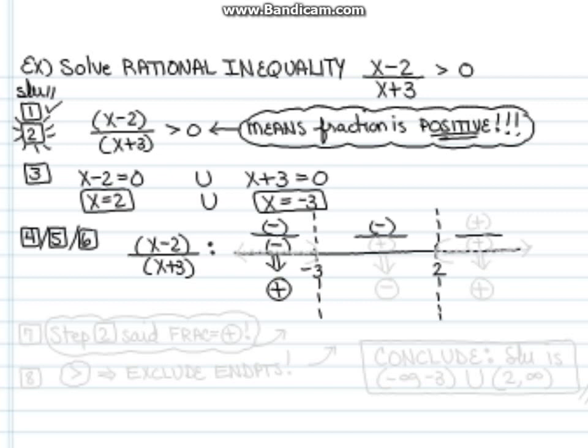When x is equal to 0, the top is 0 minus 2, which is negative. When x is equal to 0, the bottom is 0 plus 3, which is positive. And in the entire fraction, negative divided by a positive is a negative.